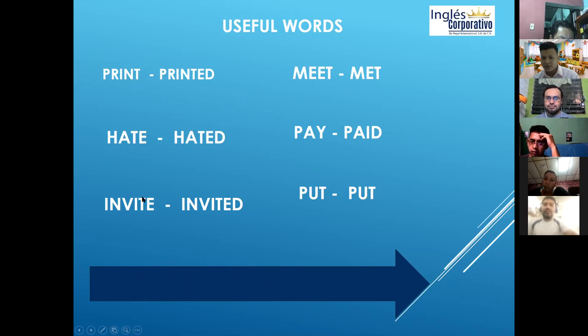All of these are regulars and all of these are irregular verbs. We got a print, printed. Hate, hated. Invite, invited. Meet, met. Pay, paid. Put, put, right? Okay, very good. Okay, these are the most common verbs in English, right? You can use them during the class, or if you want to speak something, you just have to learn these verbs. Okay, I don't know if you have a question about this. Everything is clear?